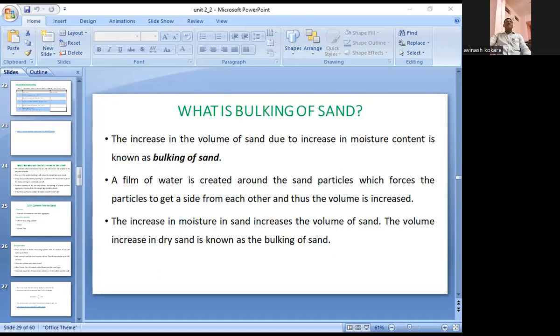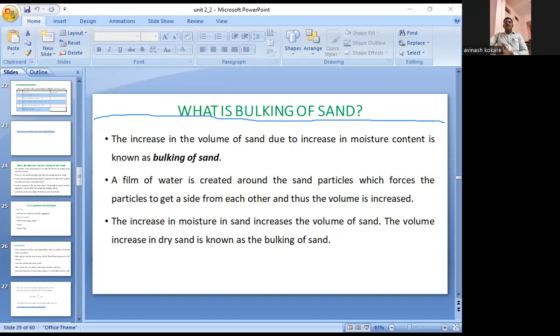We will see the bulking of sand, and you have also done that experiment in concrete technology in second year itself. So the bulking of sand, it means what? The increase in the volume of sand due to increase in moisture content. Whatever sand we are using at the construction site, some percentage of moisture is available in the sand. That percentage of moisture present in the sand is known as bulking of sand.